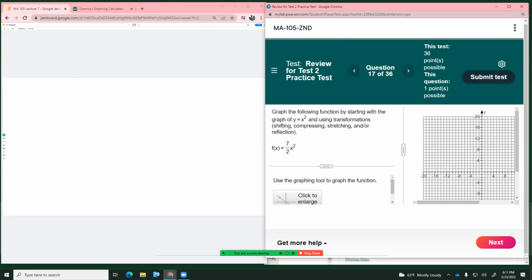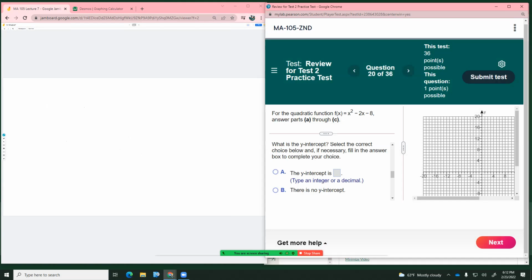All right. What's the next one? Question 20. For the quadratic function, answer parts A through C. So I'm gonna rewrite the problem here. F of x equals x squared minus 2x minus 8. And if you want to do the problem that you're doing on your question 20, should be similar, not necessarily exact same, then you definitely can. Indeed, I encourage you to.